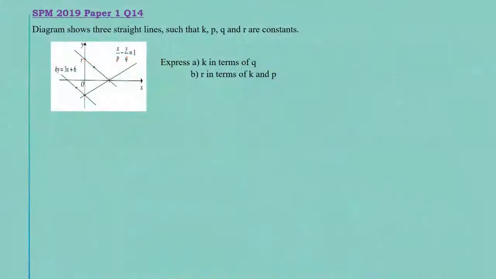Okay, now let's look at a question on coordinate geometry. The first one is from last year's SPM paper 1. You are given 2 parallel lines. Can you see the 2 parallel lines? The arrow is given, and another line that intersects both of them. They ask you to express K in terms of Q. K is given in one of these lines, and Q is given in another line.